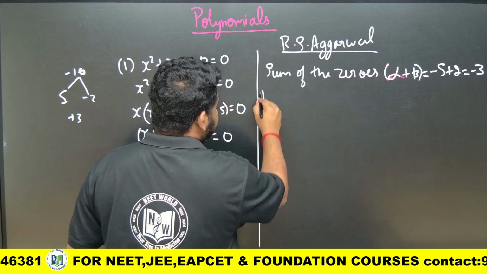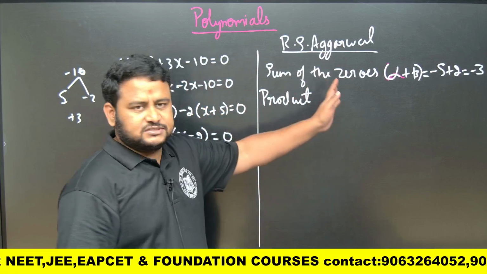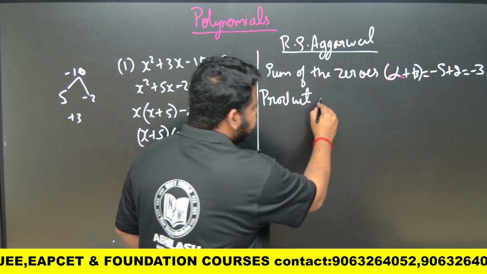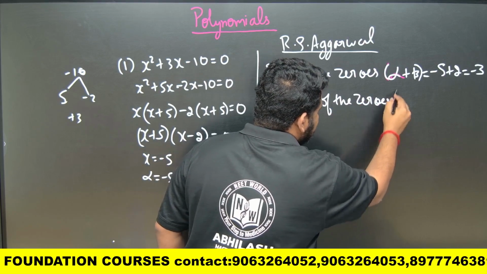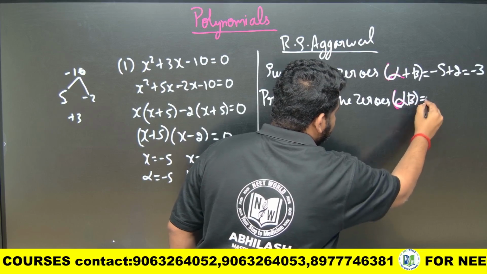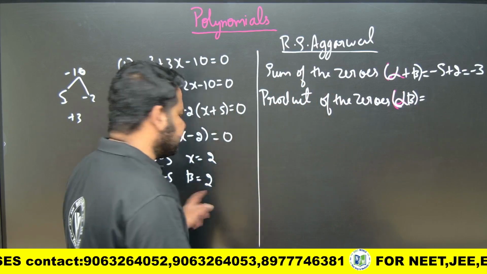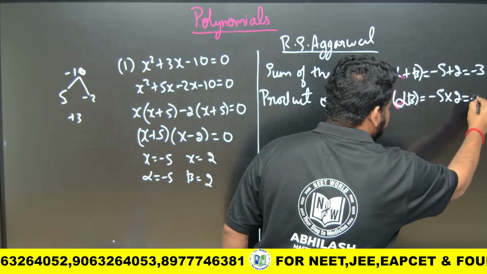Okay, product of the zeros. We got the sum of the zeros is equal to minus 3. Product of the zeros is alpha into beta. Alpha into beta is minus 5 into 2. Minus 5 into 2 is equal to minus 10.